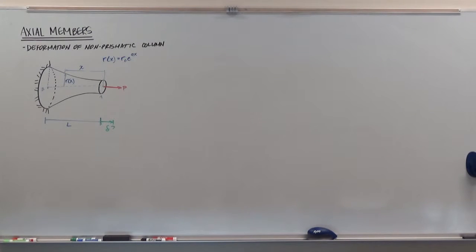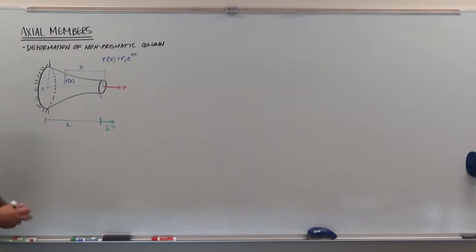So here we have an example of an axially loaded member where we're trying to calculate the change in length of the member, but the cross-sectional area is non-constant. It's a non-prismatic axial member. And so now with our general form axial deformation equation, we can deal with an axial member like this.